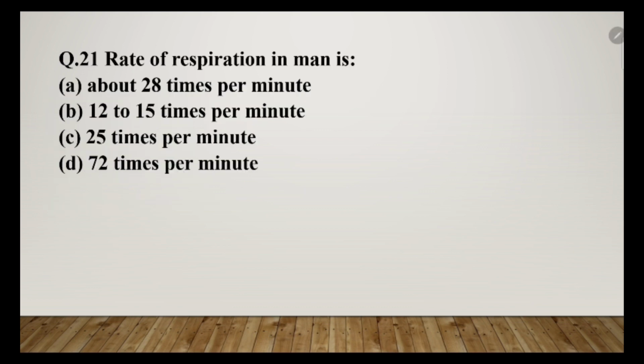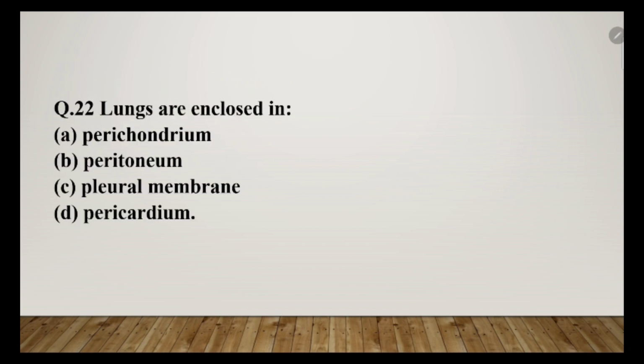Next question is, rate of respiration in man is, the statement should be, the rate of breathing in man is about 12 to 15 times per minute. The answer is 12 to 15 times per minute. Next question is, lungs are enclosed in a layer within the layer and that layer is called as pleural membrane.